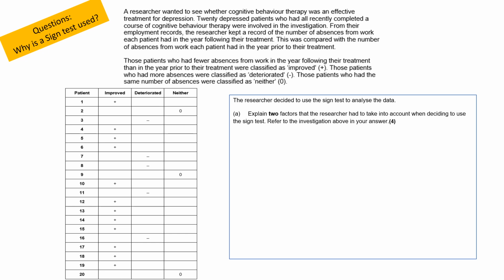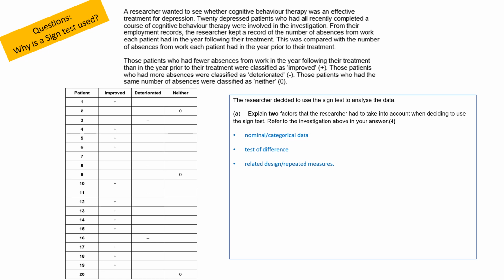The researcher decided to use a sign test to analyze the data. Question A. Explain 2 factors that the researcher had to take into account when deciding to use a sign test. Refer to the investigation above in your answer. So there are 4 marks available for this question. So 1 mark for each factor that's stated and a further mark for explaining how that factor is related to the stem. So there are 3 potential reasons and we only need to put 2.